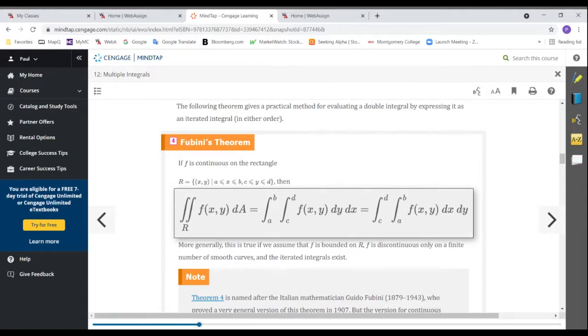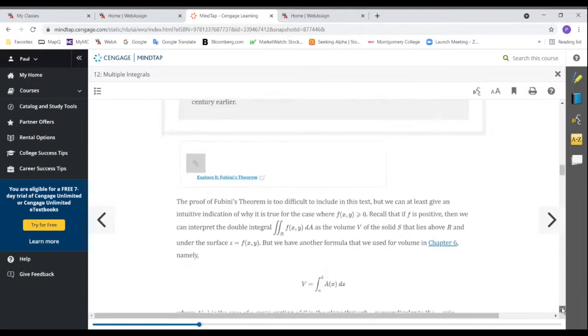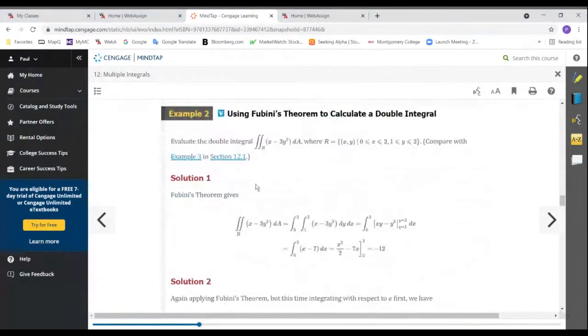Okay, so let's go ahead and look at an example. But are there any questions so far? I like this Fubini's theorem because I think it's a nice way to show why a volume is actually computed as a double integral. That being said, let's look at example 2.